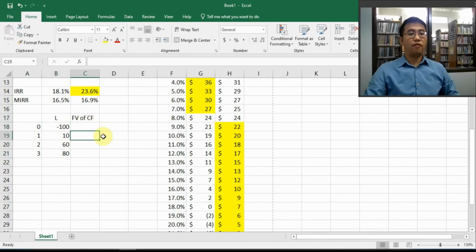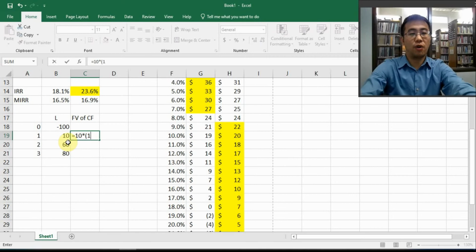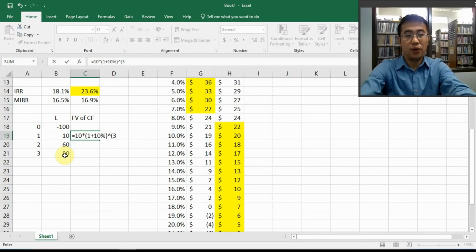Let's say for the first $10 you make a year later, you're going to reinvest it and claim it at the end of year 3. So when you reinvest the money, the $10 will grow at a 10% interest rate raised to the power of 2. That's right, it's not 3, because between the end of year 1 and the end of year 3, you only have 2 years in between. You only have 2 years to reinvest your money. So it is actually the total number of years minus your current year.